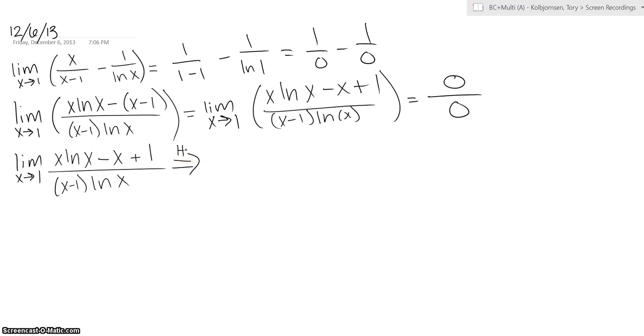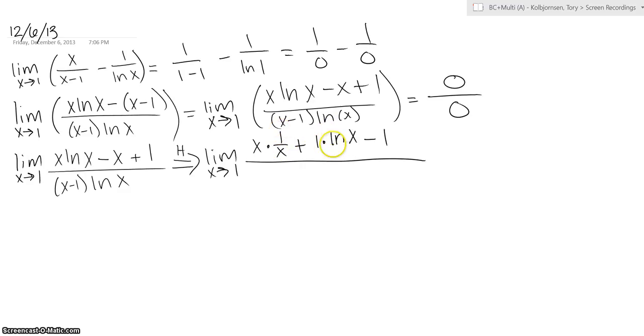So we use the product rule to get the derivative of the top, so it'll be the limit as x approaches 1 of the first, x, times the derivative of the second, 1 over x, plus the derivative of the first, which is 1, times the second, ln of x, and then this will be minus 1 for the derivative of x.